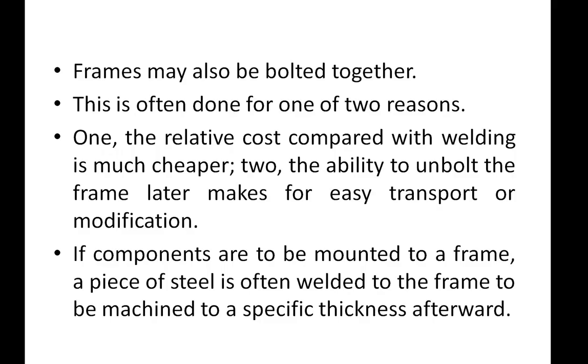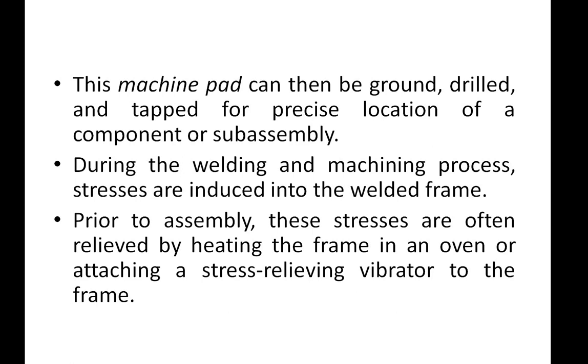Now frames may also be bolted together. This is often done for one of two reasons. One, the relative cost compared with welding is much cheaper. Two, the ability to unbolt the frame later makes for easy transport or modification. If the components are to be mounted to a frame, a piece of steel is often welded to the frame to be machined to a specific thickness afterwards. This machine pad can then be ground and drilled and tapped for precise location of a component or sub-assembly.